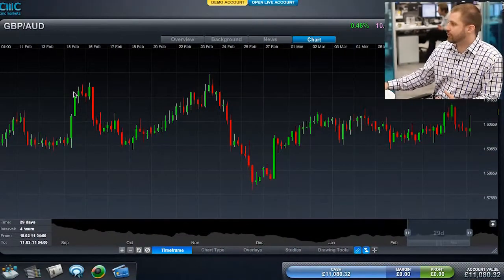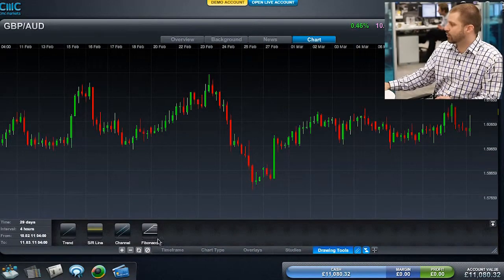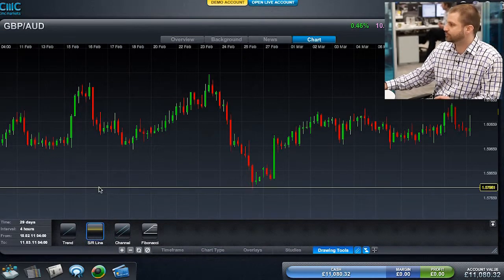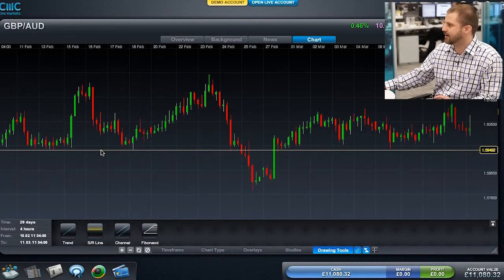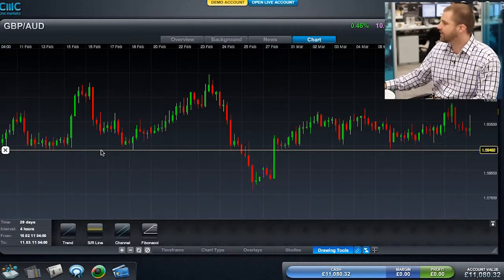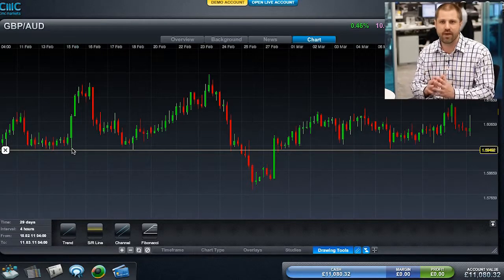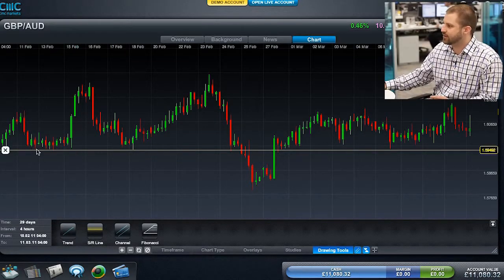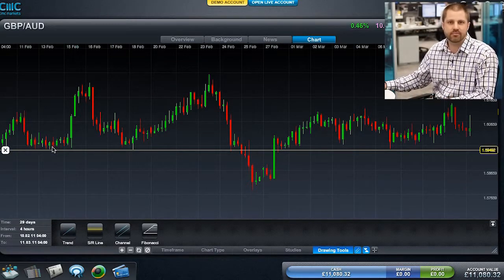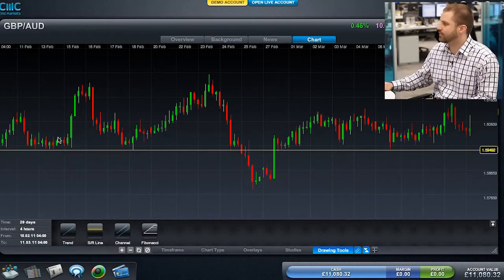The reverse side of this is a support line. A support line is completely the opposite of a resistance. It's an area lower than the current market price where the buyers come back into the market. Now, on this chart of pound versus Aussie dollar, again, if we go to our drawing tools, click on the S&R line, we can start to see here in the beginning sections of this chart that there's a support level here at 1.5950, somewhere around about that level. So you can see each time that it comes down to this level, it protects it and the price starts to go back up again.